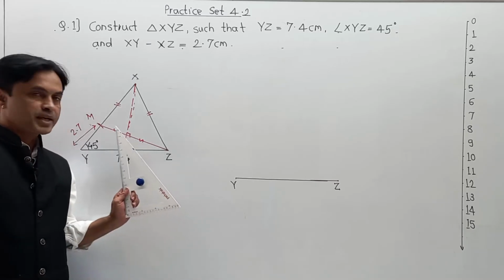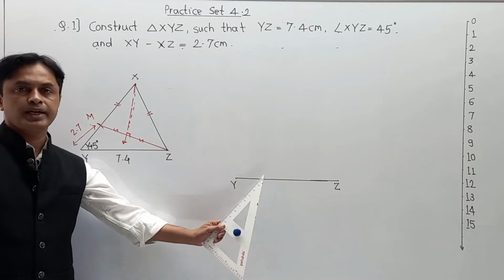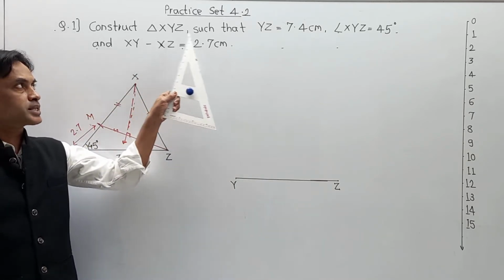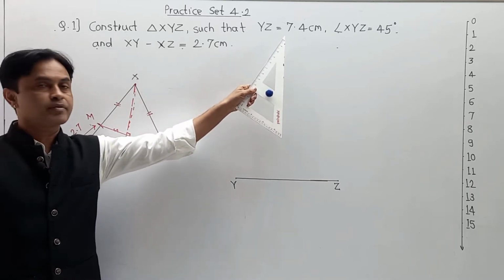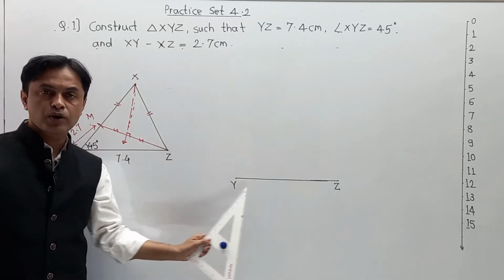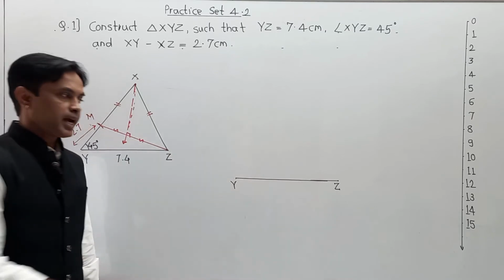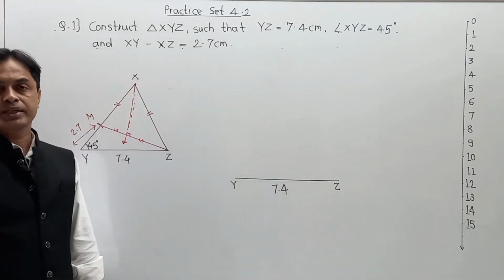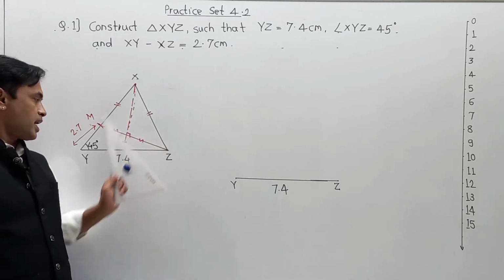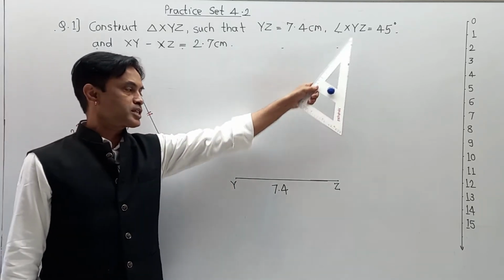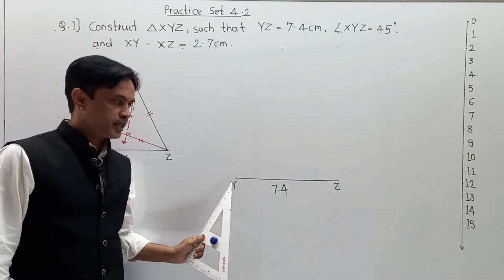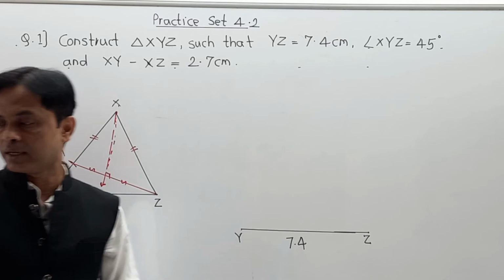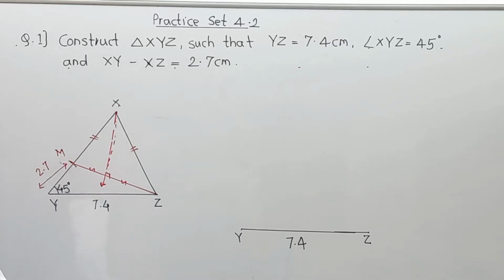Now the step by step explanation from rough diagram to main diagram. Once again I am going to read the question for you. Construct triangle XYZ such that YZ is 7.4 centimeter. I have already drawn one horizontal line YZ, and this distance is already 7.4 centimeter as per the construction. Angle XYZ is 45 degree, means from Y we have to draw an angle of 45 degree, and from here we will draw step by step.